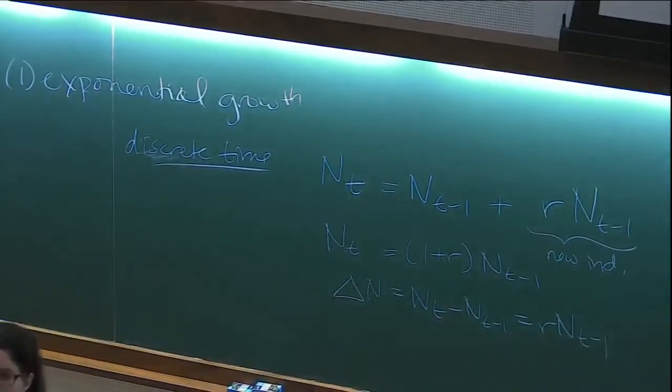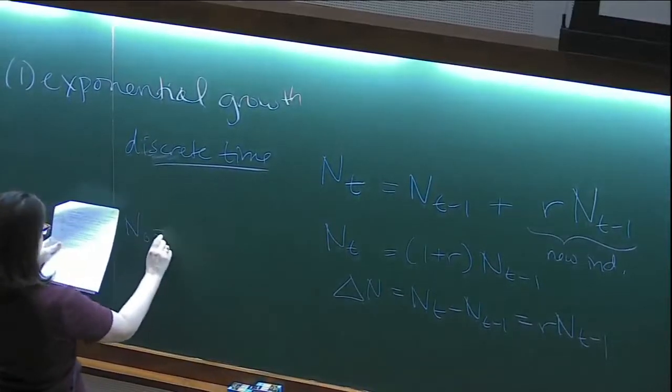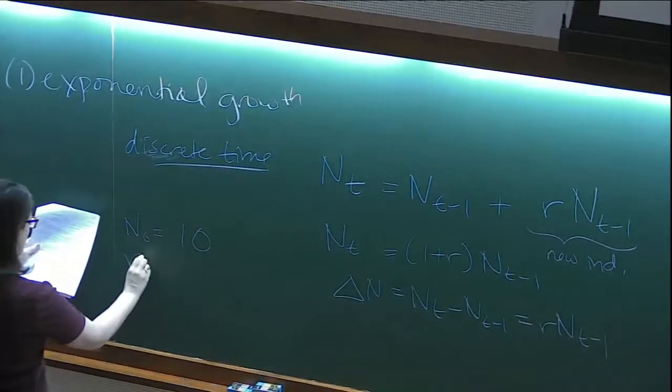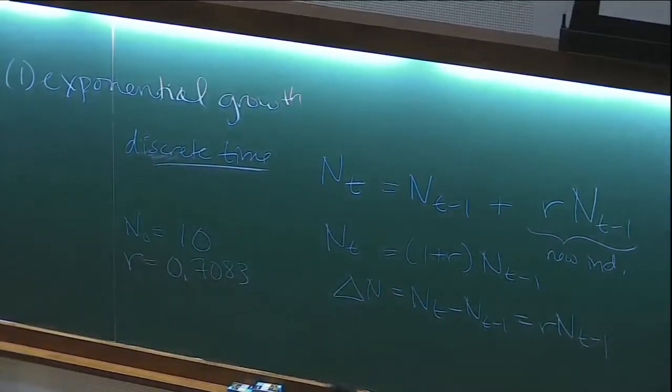What real process that happens to real organisms am I completely ignoring? Death, yes. This is a magical yeast culture where no one's dying, so there's no death. I'm ignoring death, and this is exponential growth, so my population size is going to get bigger and bigger and bigger. So if I go ahead and say, well, N at time 0 is 10, and r is 0.7083, and I graph that, now I get these x's.